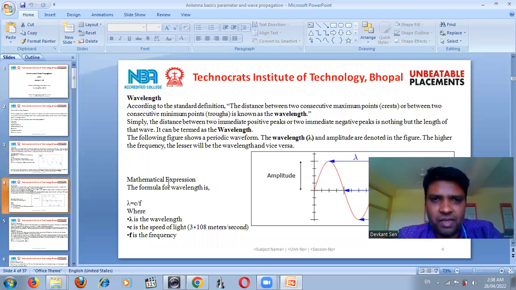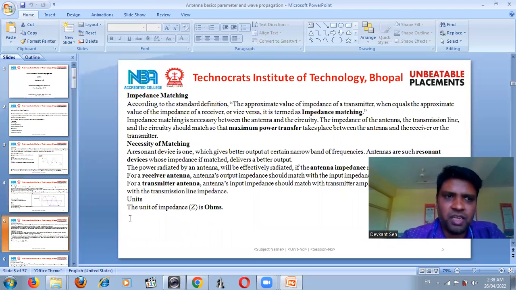Next parameter, wavelength. According to the standard definition, the distance between two consecutive maximum points or between two consecutive minimum points is known as a wavelength. Look at the diagram of wavelength, denoted by lambda. Lambda is equal to c upon f, where lambda is the wavelength and c is the speed of light.